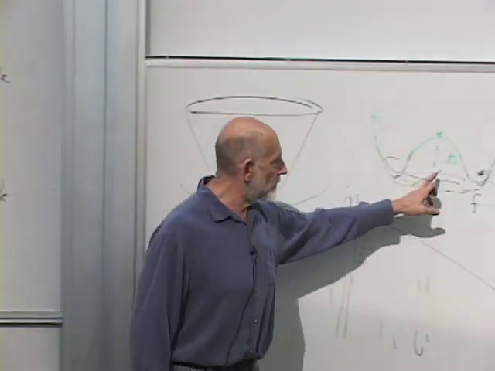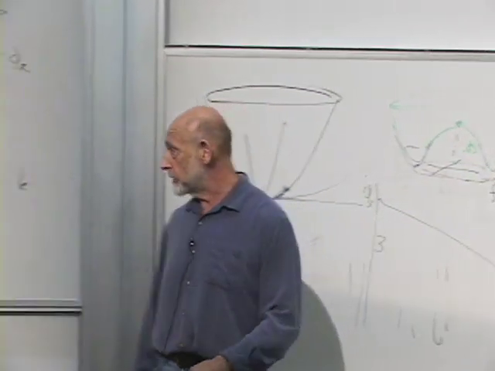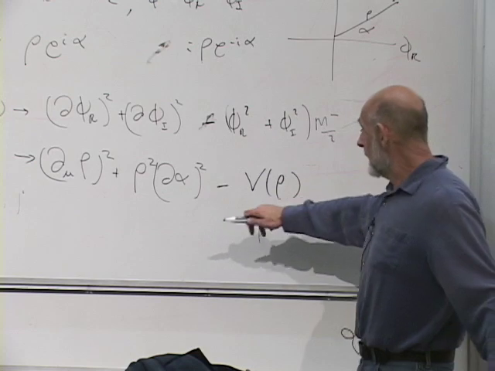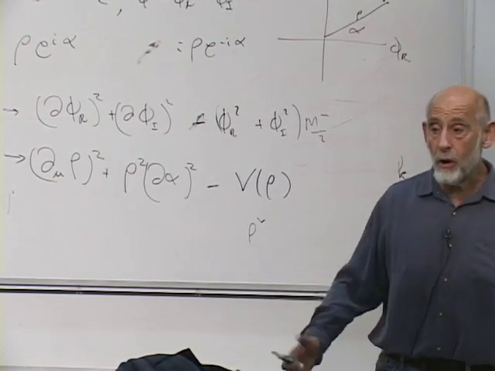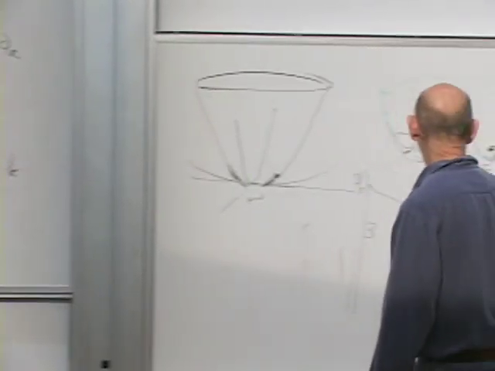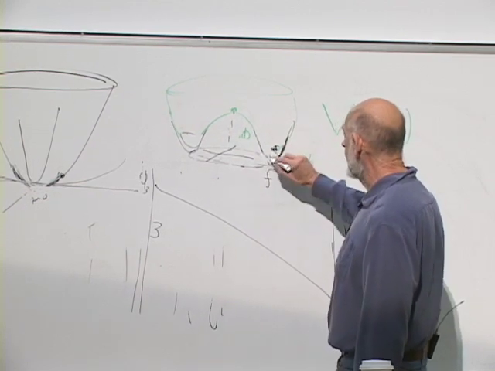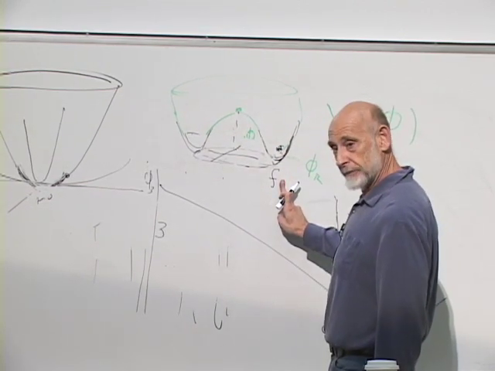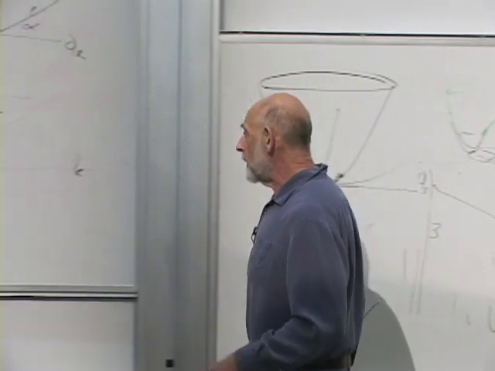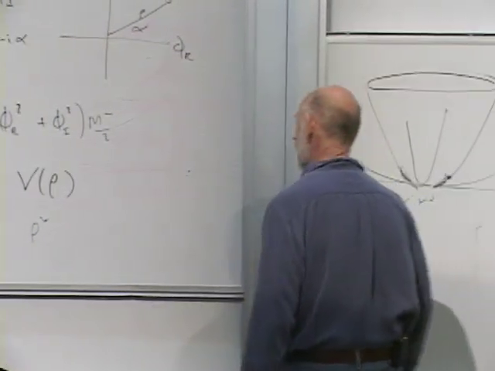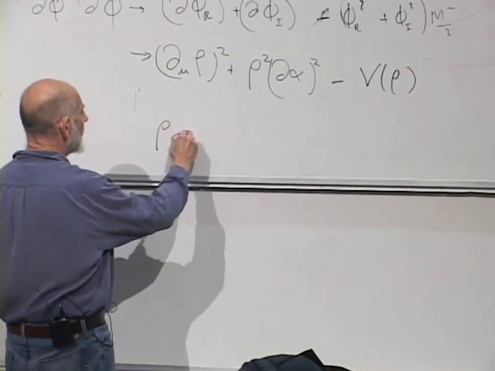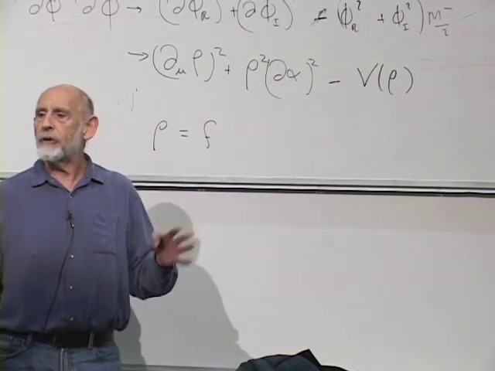Why? Because they correspond to two different kinds of oscillations with two different frequencies. In other words, just think of this as a function of rho and alpha. Now, this potential energy doesn't depend on alpha at all, okay? But it does depend on rho. It depends on rho in a way which is minimized when rho is equal to f. And in fact, it takes a good deal of energy to displace it away from f. So it's natural to write that rho is equal to f plus a bit of fluctuation.